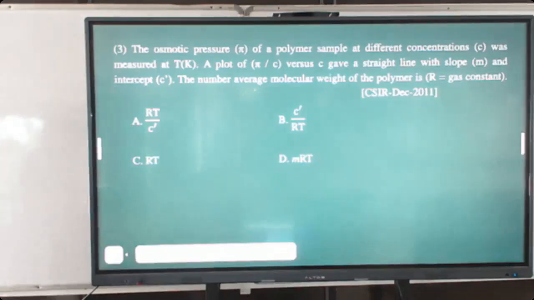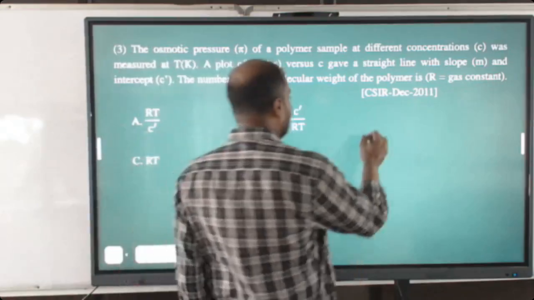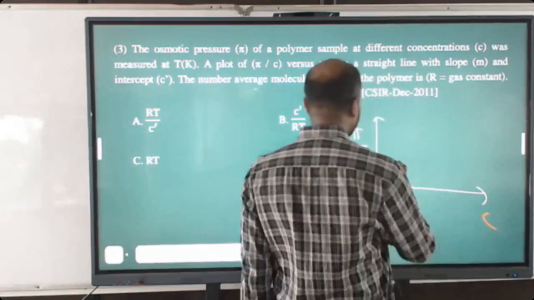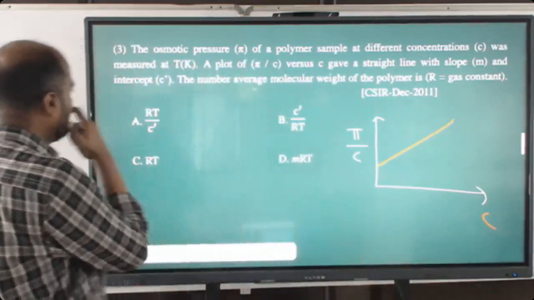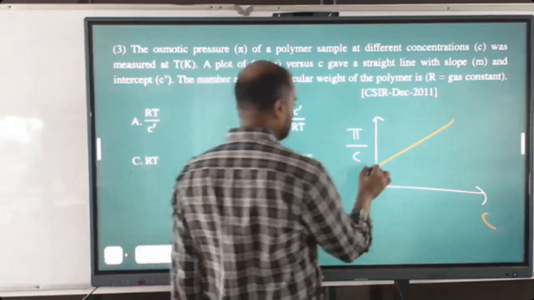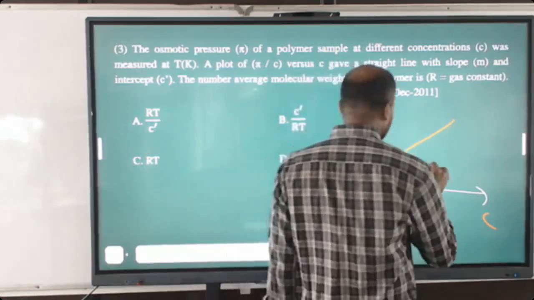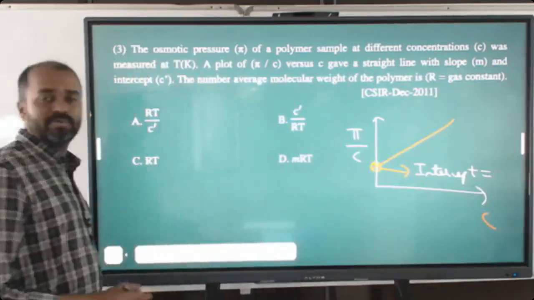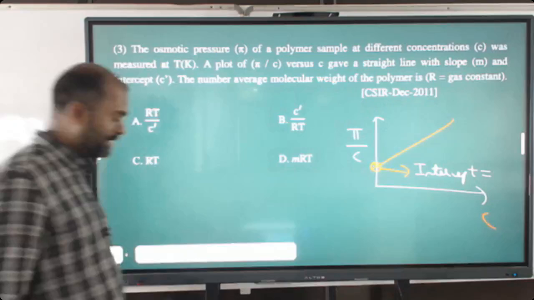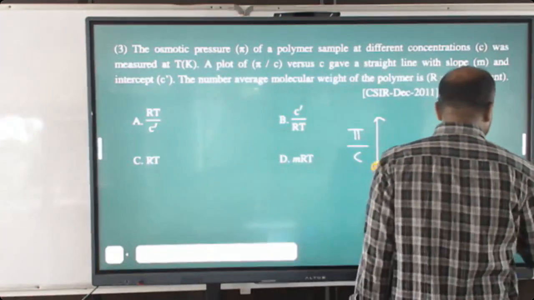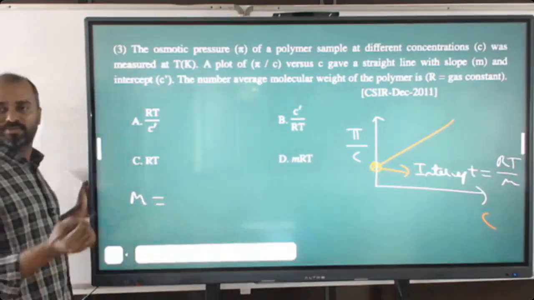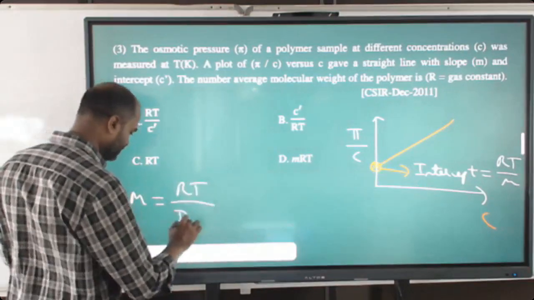The osmotic pressure of a polymer sample at different concentrations was measured. The pi by C against C graph is a straight line. Intercept equation we have studied. Intercept is equal to how much? Intercept is RT by M. If intercept is RT by M, then M is equal to RT by intercept.